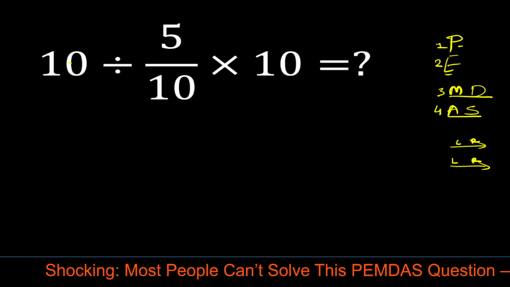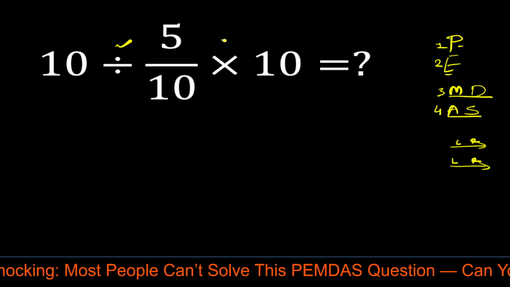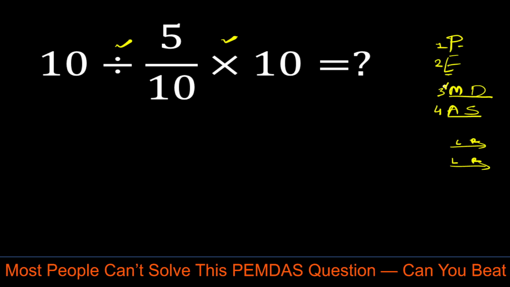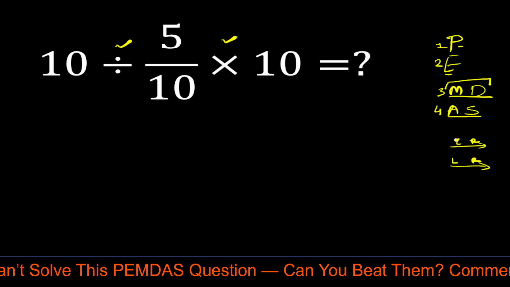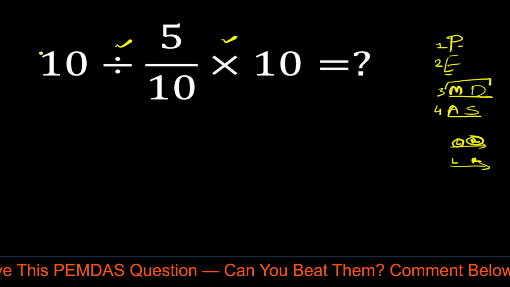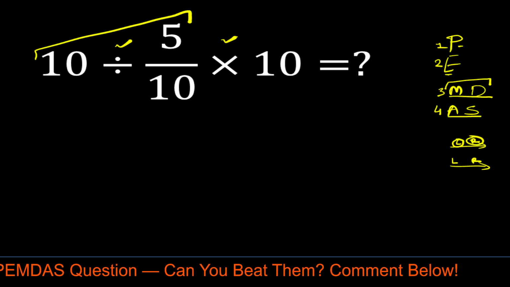So now in this question, here we have one division and here multiplication. So multiplication and division both have equal priority, so we have to solve it from left to right. So first we have to solve this division, right?